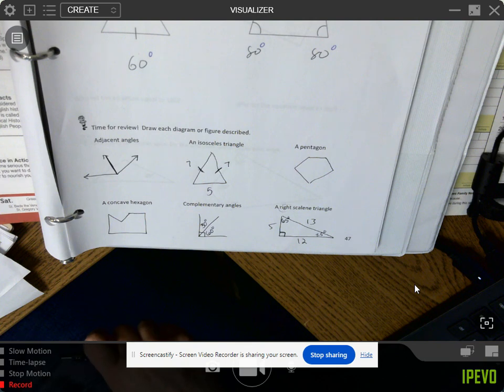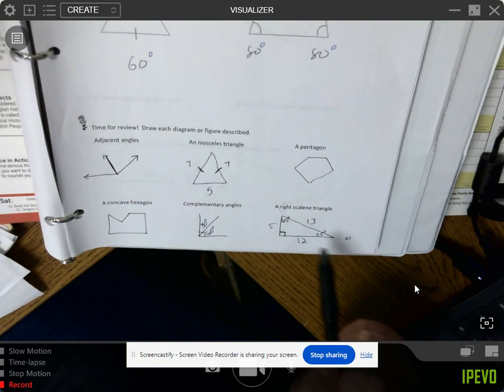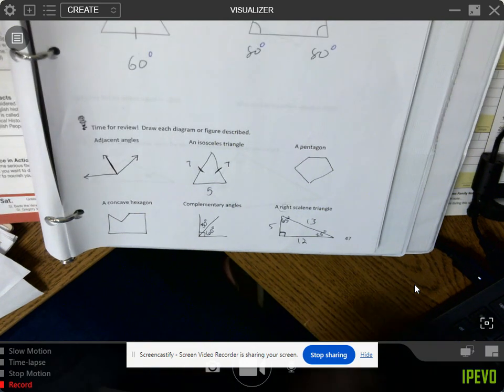I'll wait. When you are dealing with angles in a triangle, always label all three angles to show that they equal 180 degrees.